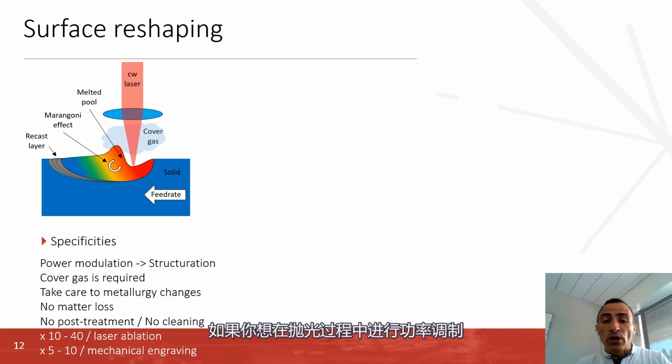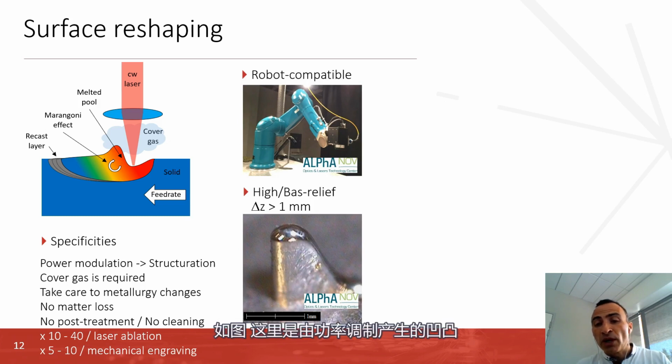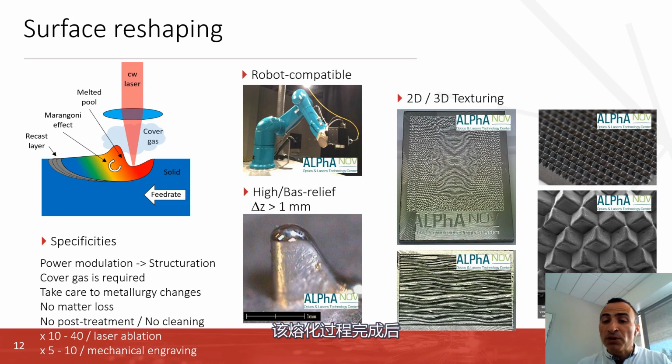Now, if you apply power modulation during the polishing process, you can also introduce a structuration of the surface. For instance, you can change the morphology. This is a bump that is produced by the power modulation. When you measure the surface, the height is 1 millimeter, and with such a process, we can produce a structuration of the surface.